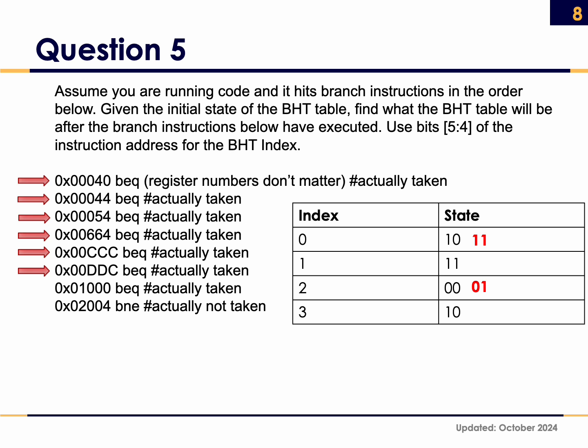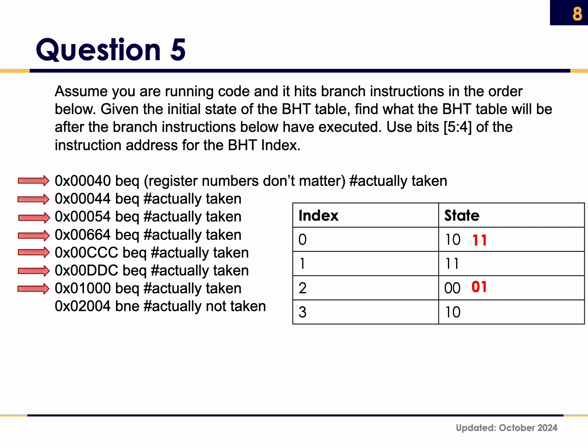Now we go to 0x00DDC. And in this instance, we're just adding 1 to C, right? So D in binary is 1101. Bits 5 and 4 is therefore 0, 1. So we go to index 1. The state is already 1, 1. It's actually taken, so we just stay in that same state.